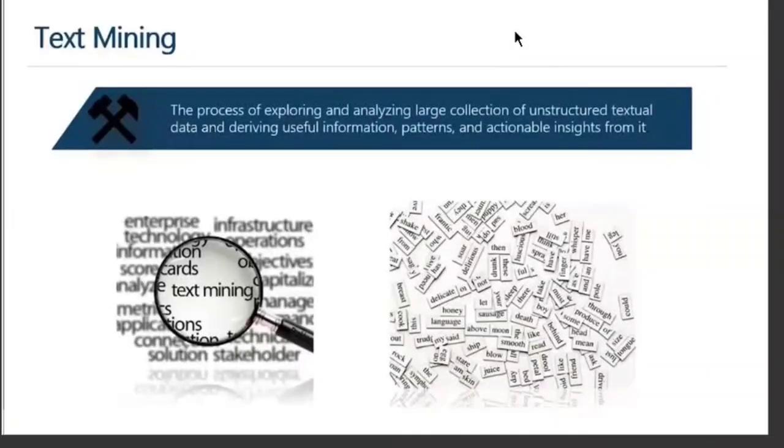So in the last class, we have completed the images. Within the images, we have seen image classification, and that image classification will be done using the CNN. And the second one is object detection.